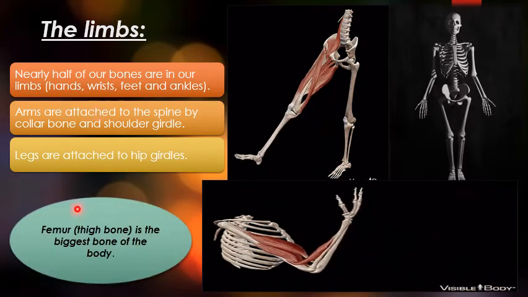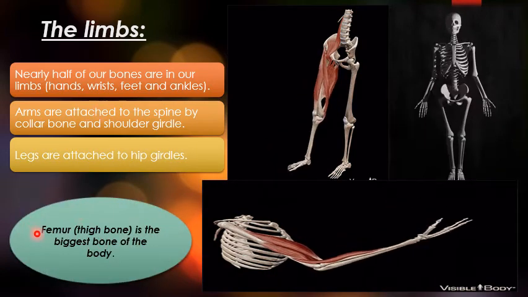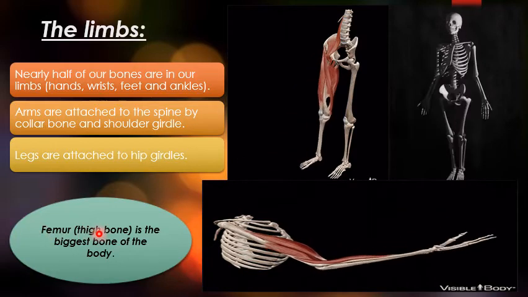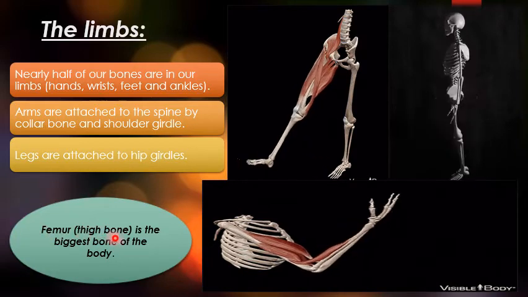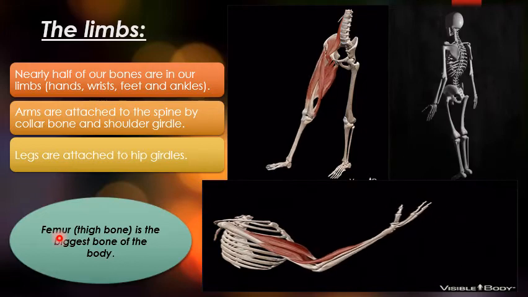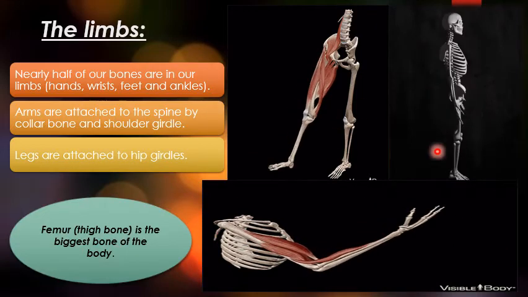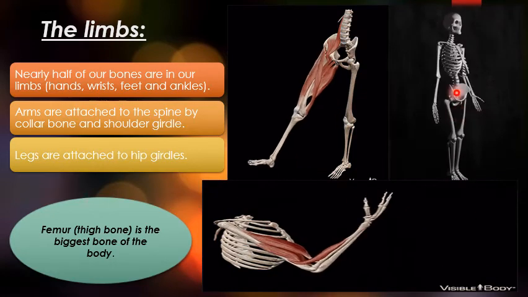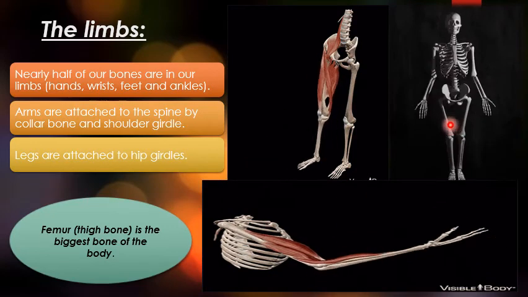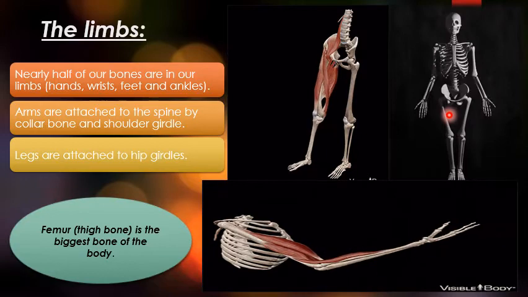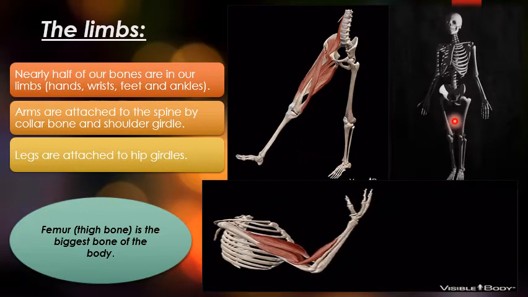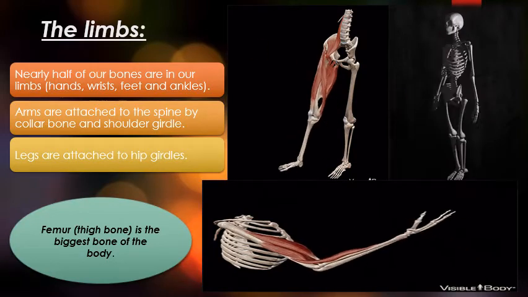One important thing we can observe here is the femur, or the thigh bone. The scientific name of the thigh bone is femur. Femur is the biggest bone of the body. As you can see in the skeleton of a human being, the largest bone here is the femur, the thigh bone. This is the biggest bone of the human skeleton.